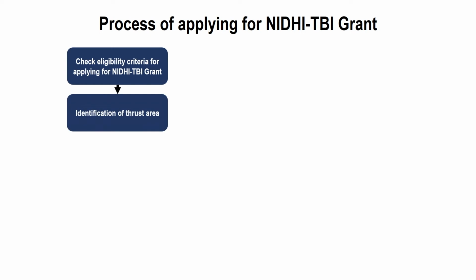All these details are available on the DST site. So you first check whether your institute is eligible for applying for this grant. If this first step has been fulfilled, then you go to the next step. As written here, the next step is identification of thrust area. A number of thrust areas have been listed in this grant. So you will check in which area you wish to apply, whether it is biotechnology, electronics or whatever the thrust areas are, and you will have to choose your own thrust area.